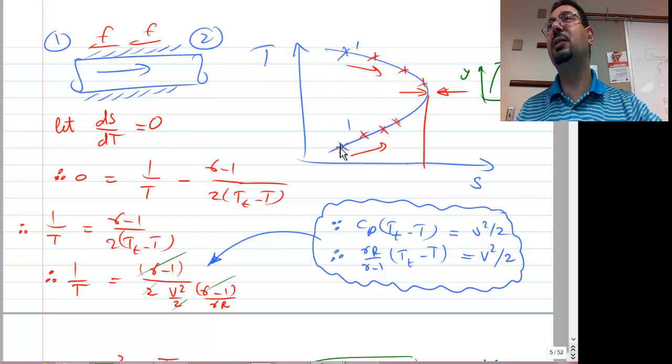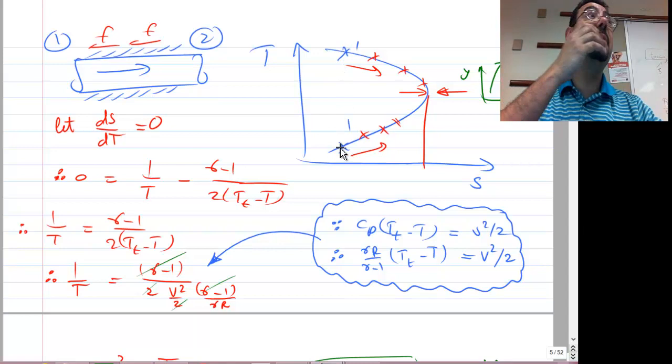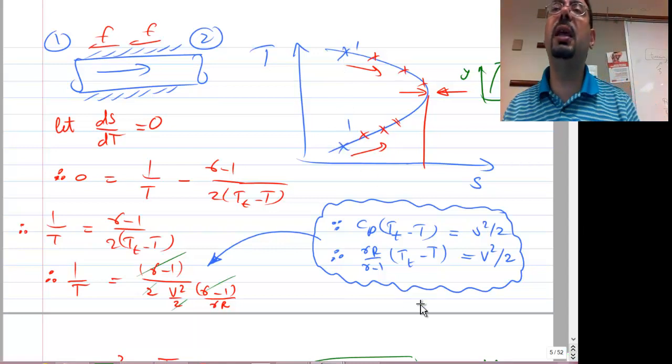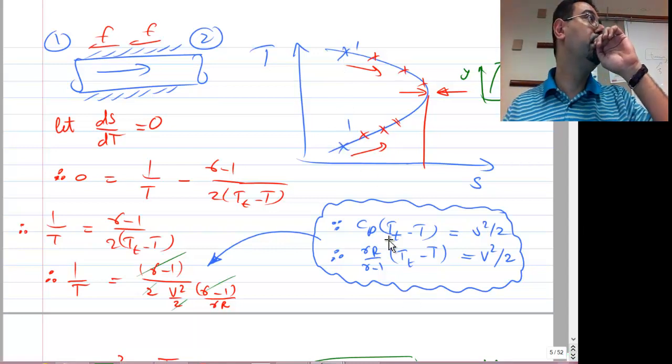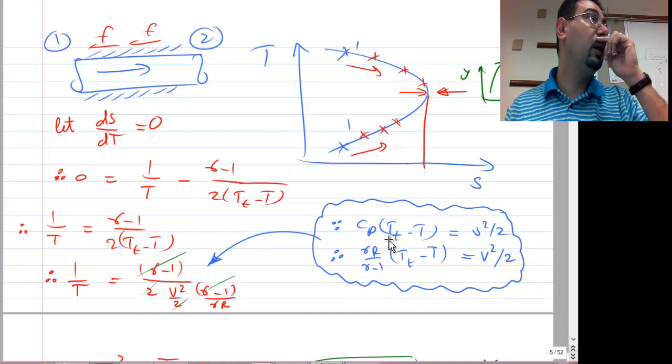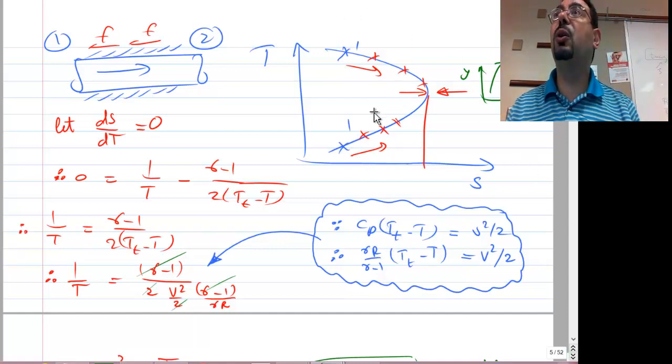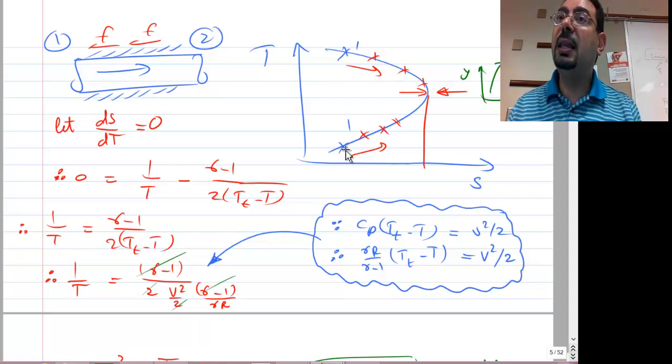This one has higher velocity. This graph is plotted for the same T total, right? All those points have the same T total. So this one having higher temperature means he has lower velocity. And this one having lower temperature means he has higher velocity. And as he decelerates, his temperature increases.